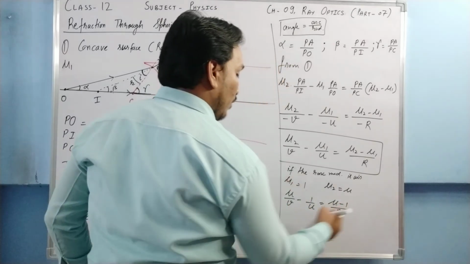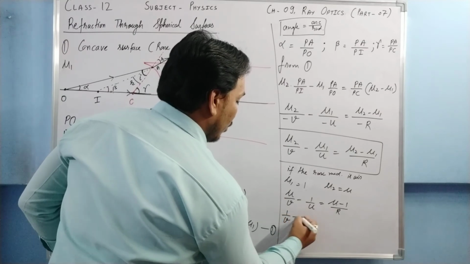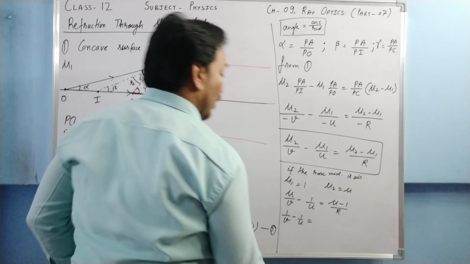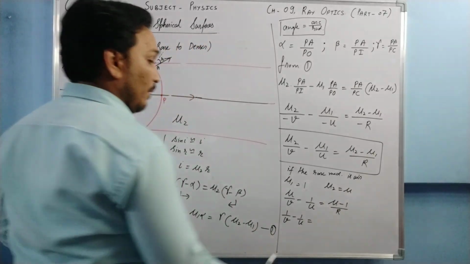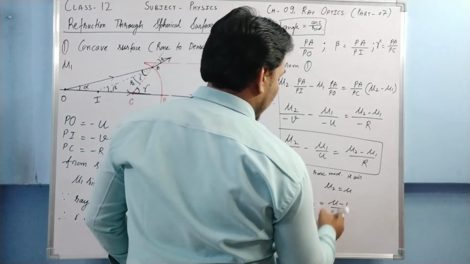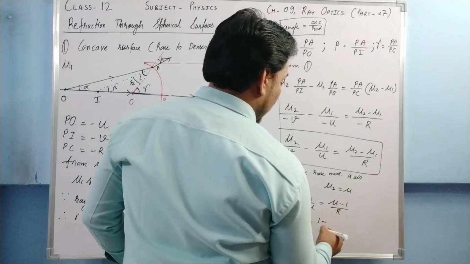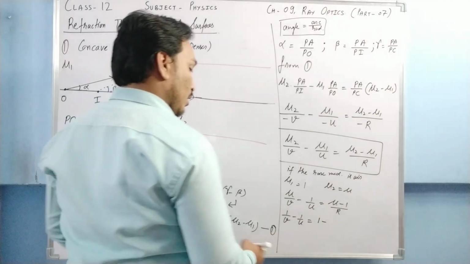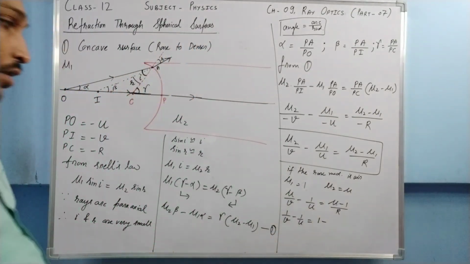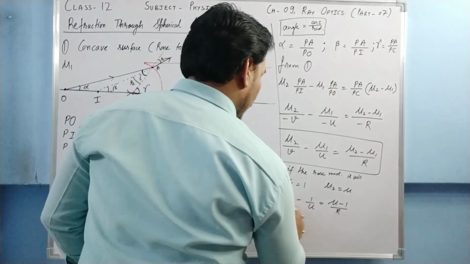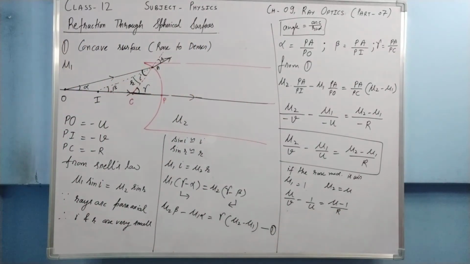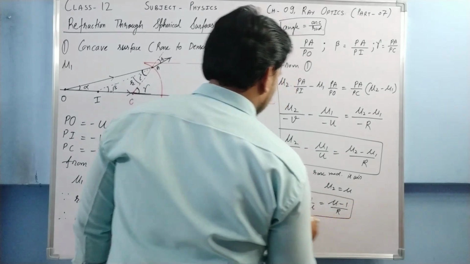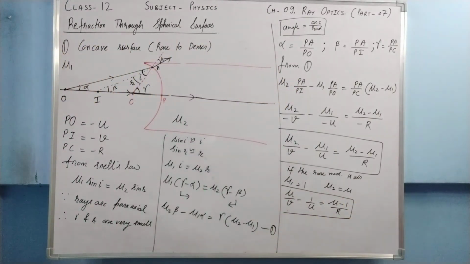If I divide by mu from all sides, I'll be having... okay, let me correct it. We don't divide it by mu. We'll be considering this as our answer.